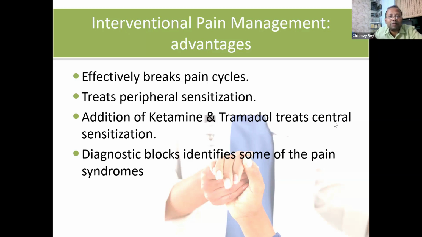Addition of ketamine and tramadol treats central sensitization, but ketamine means the patient should get admitted. You cannot give ketamine to an OPD patient. Tramadol, of course, you can give. Tramadol has some role in central sensitization, meaning neuropathic pain. And diagnostic block identifies some of the pain syndromes.